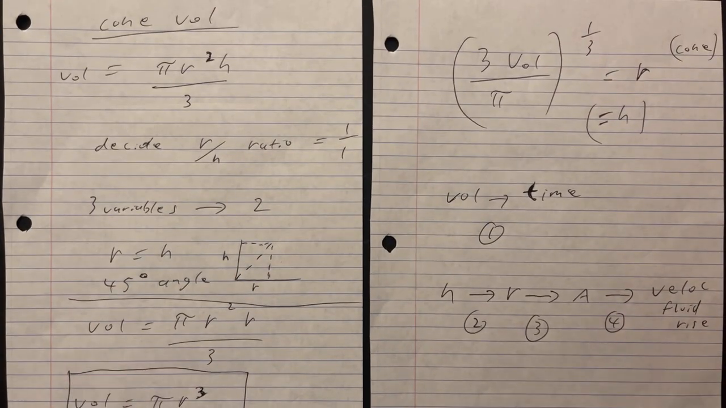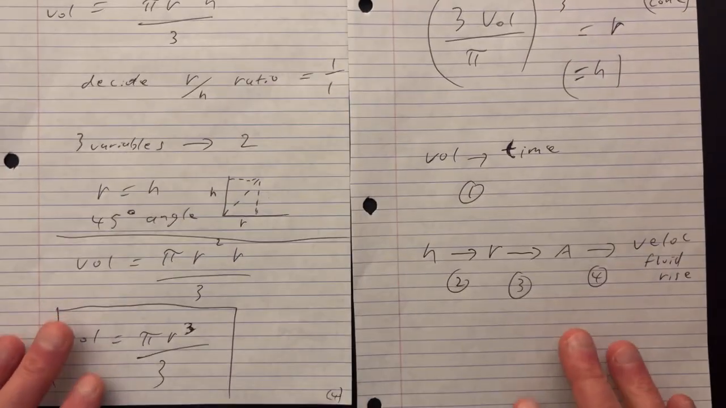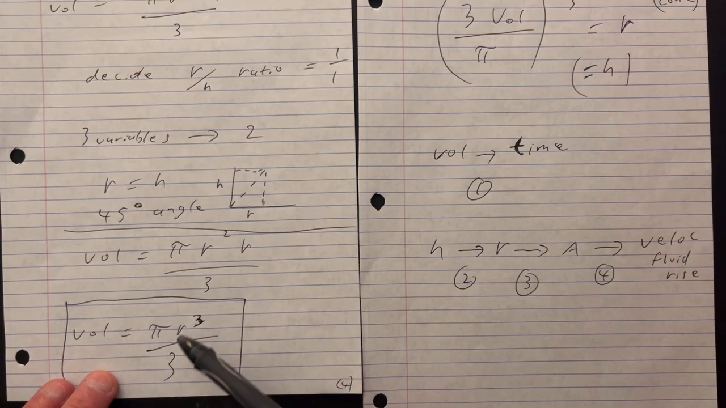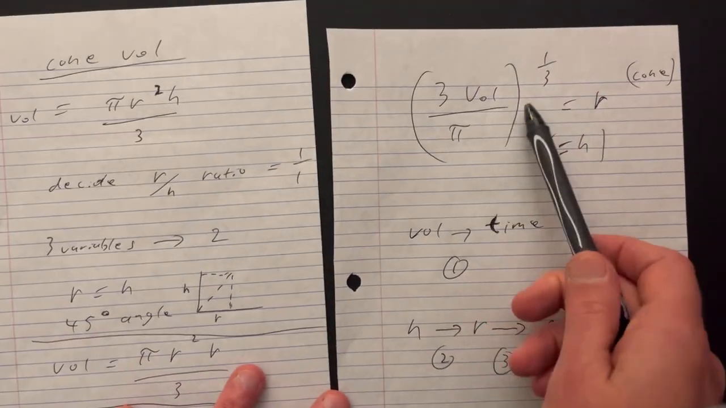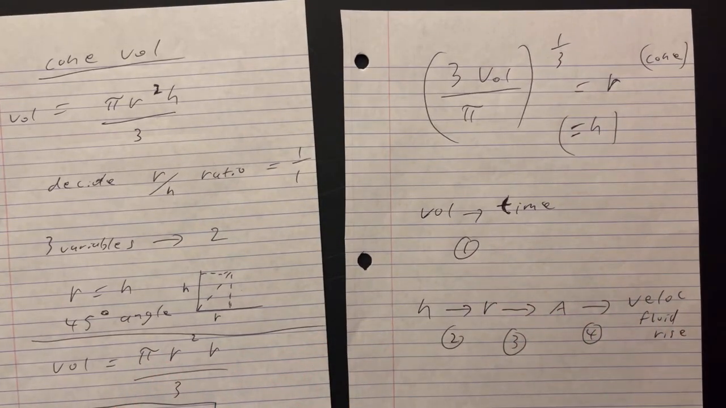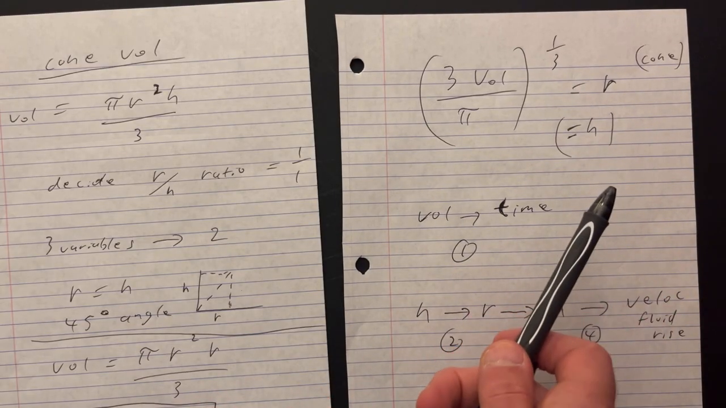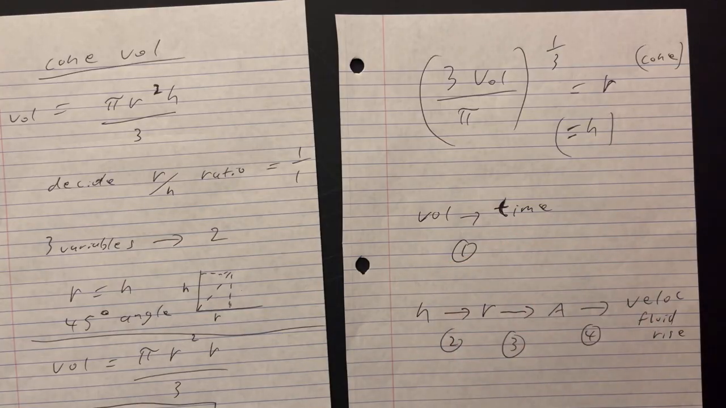And the reason I have to get volume is the longer that hose is running in that cone, the higher that volume is. So that volume is going to be inversely proportional to the velocity of the fluid rise. Again, this is something that everybody needs to know every day, I imagine. So what we got here is I need to isolate my radius. So this becomes 3 times volume divided by pi. Take the cube root right there, and that will equal radius, which also equals height, because radius and height are equal to each other because I decided that my cone will be at a 45-degree angle.